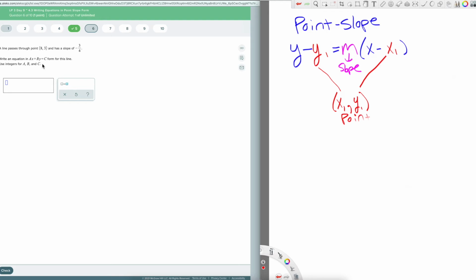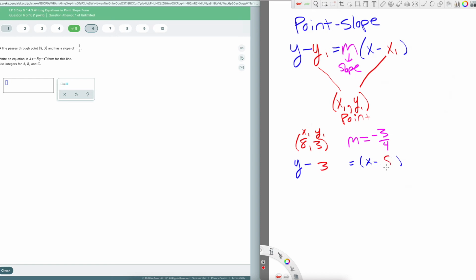All right, so we're going to go through and we have our point. Here's x and here's y. And then we have our slope, so m equals -3/4. So I can write this equation out: y minus equals x minus. So let's fill our pieces in here.